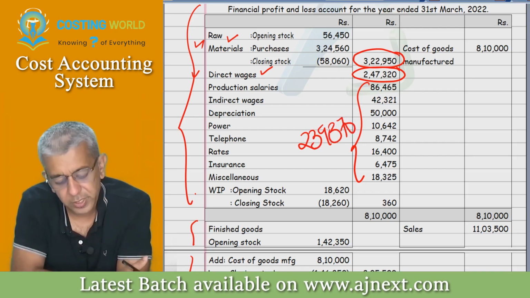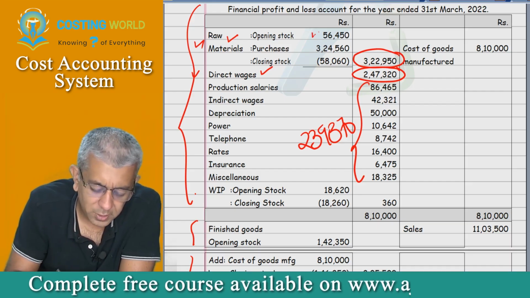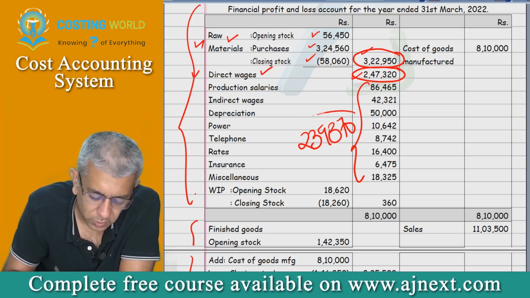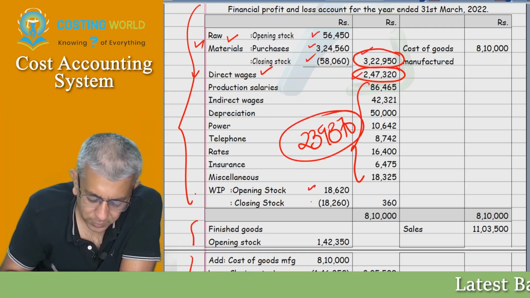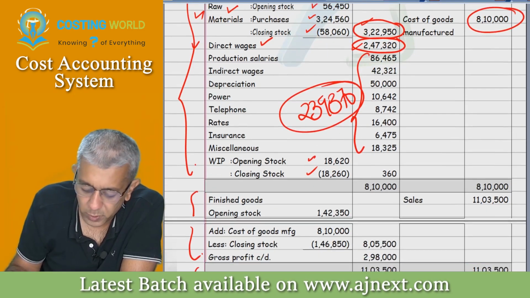Okay. Now see, the manufacturing account is here. You have raw materials opening stock, add purchases, less closing stock. You have this figure. Add opening stock of WIP, less closing stock of WIP. This must be your balancing figure that must be going to your trading account.